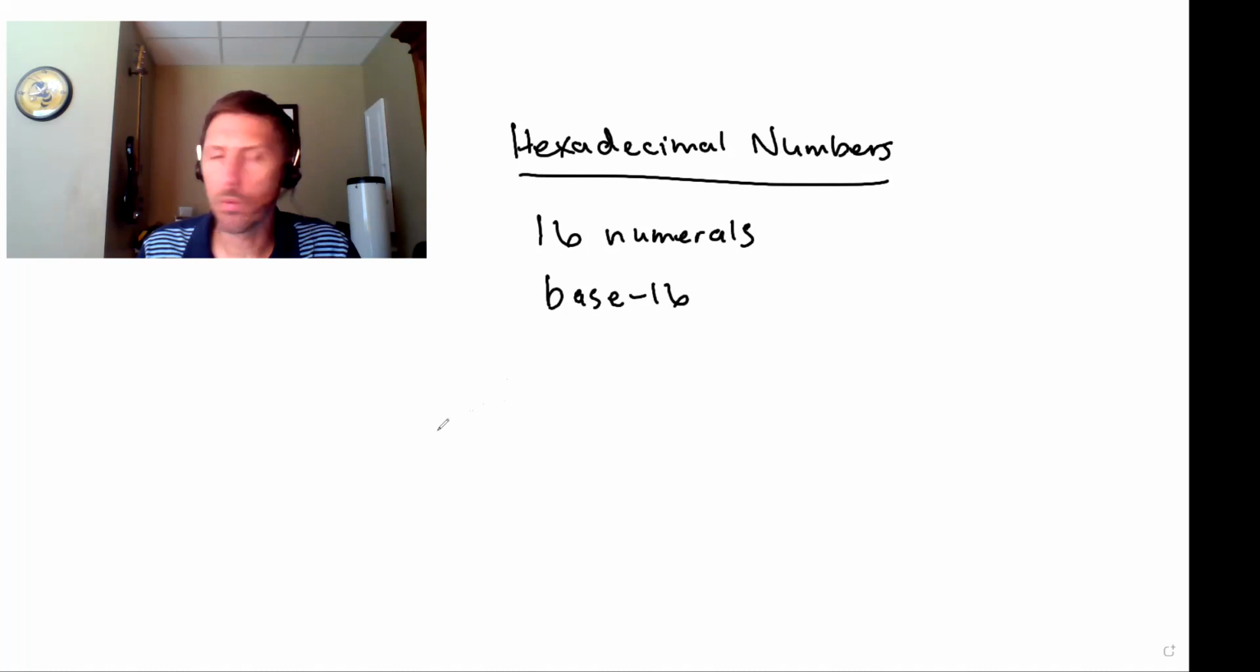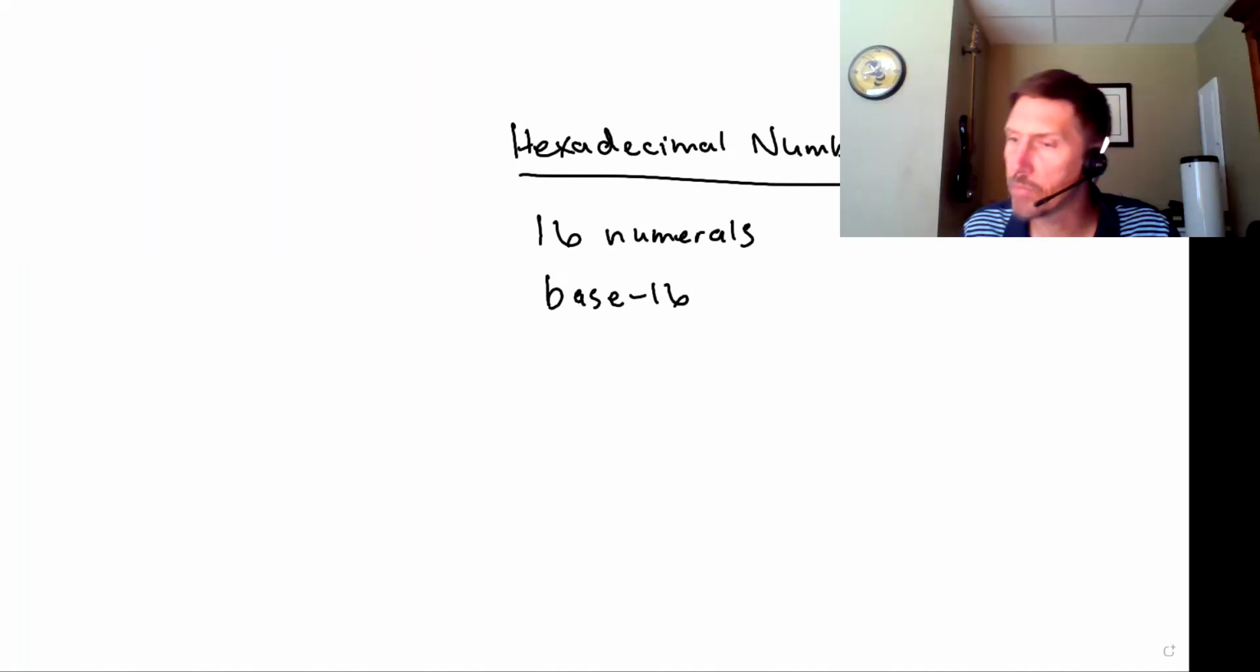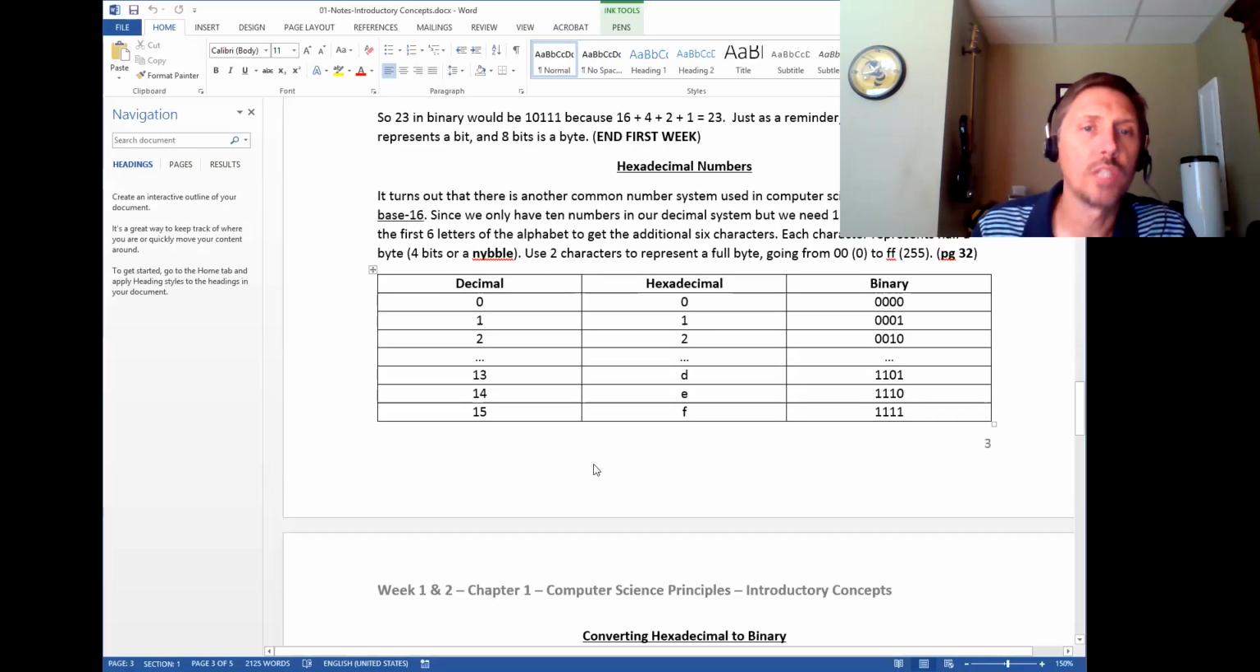And the way that this looks, let's see. Let me just share real quick my notes. So you can see it. Here's kind of a chart that's in the book. You can look at this in the book. This is on page 32 in the book. In the book, you'll see a chart that looks similar to this, right? So they give you the decimal column over here.